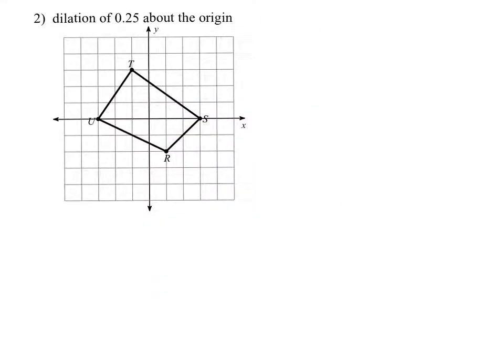All right, the second problem is also in part A. This time we don't have the coordinates listed for us. We just have the figure drawn on the graph. So we have to find the coordinates ourselves. Okay, we don't have to perform the dilation, we just need to figure out what the new coordinates would be.